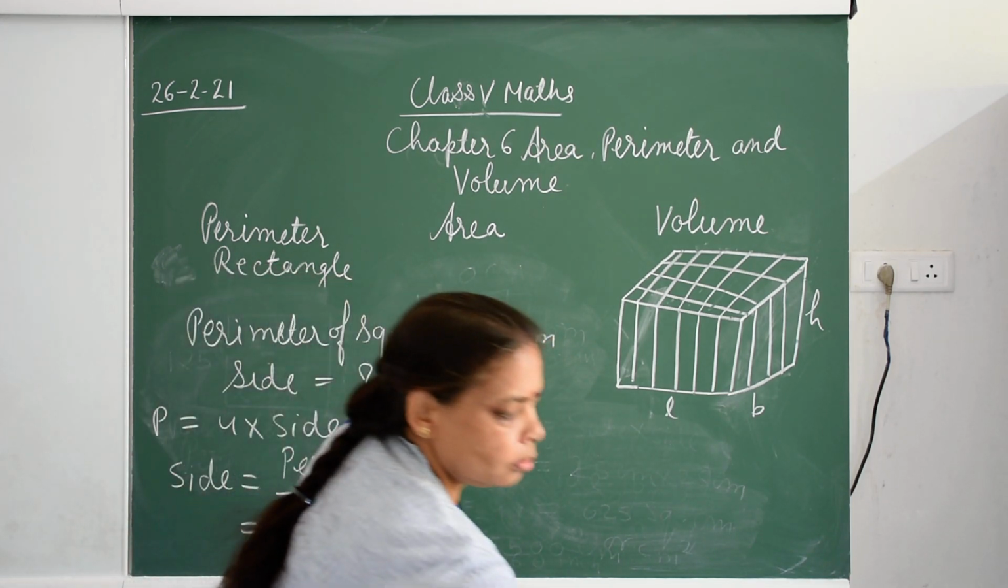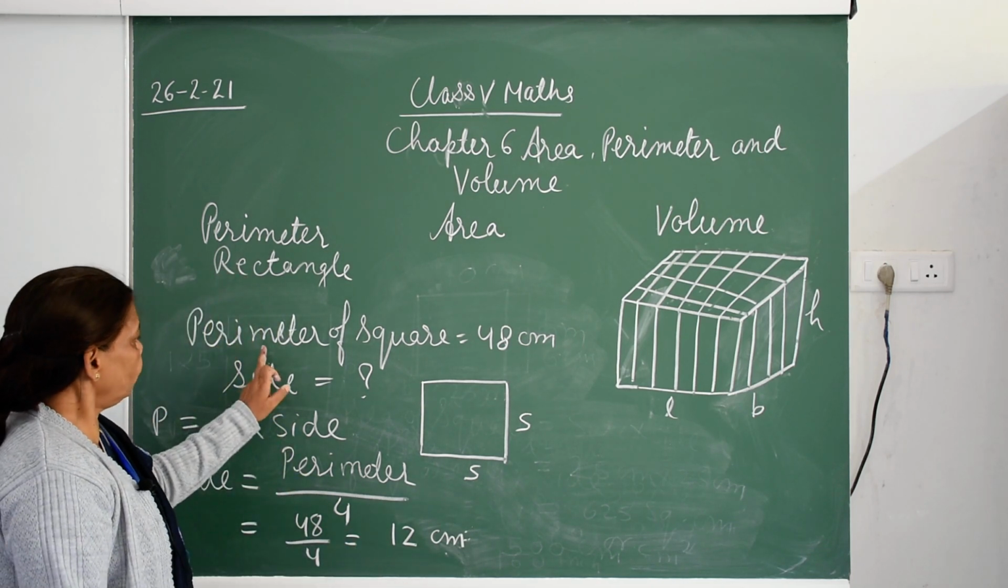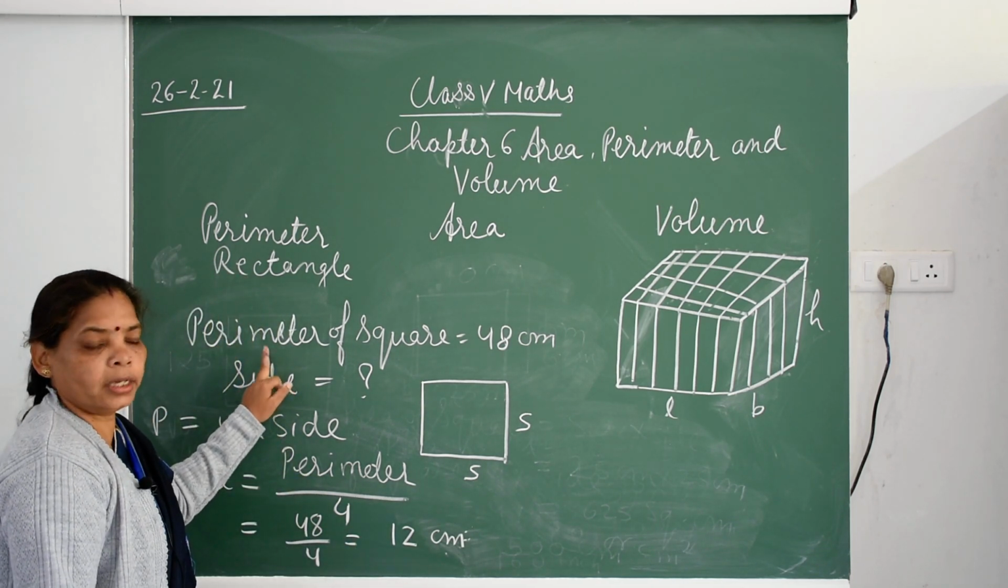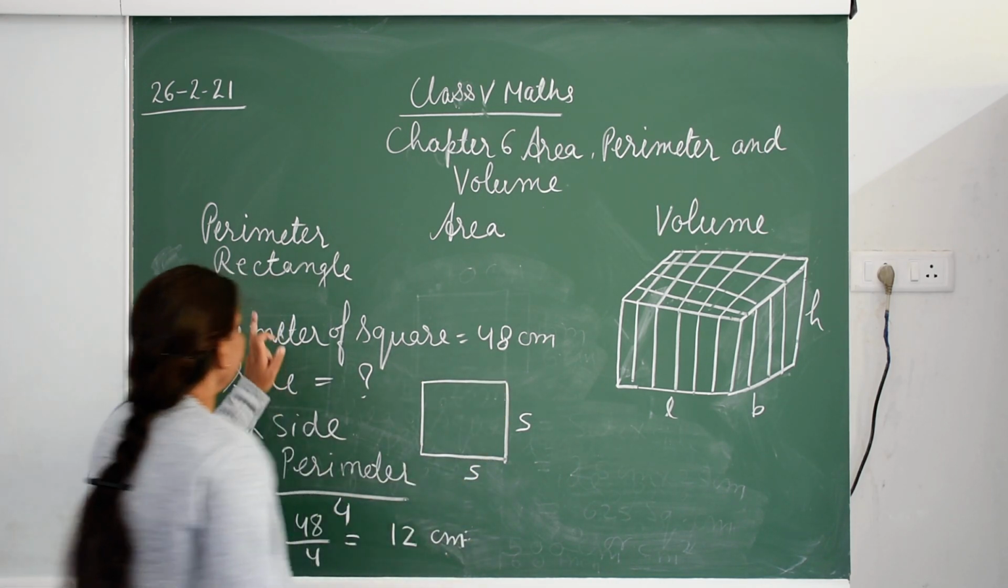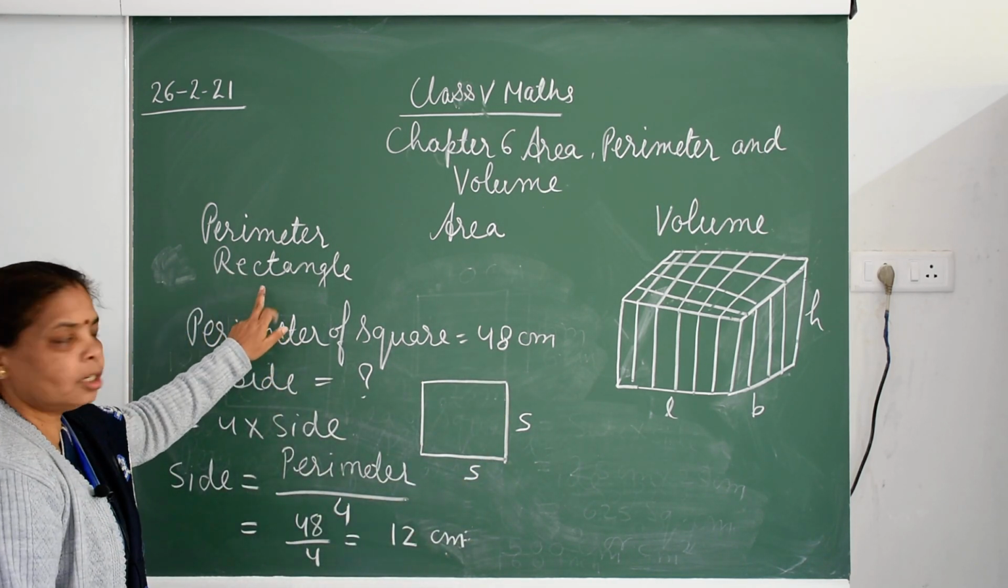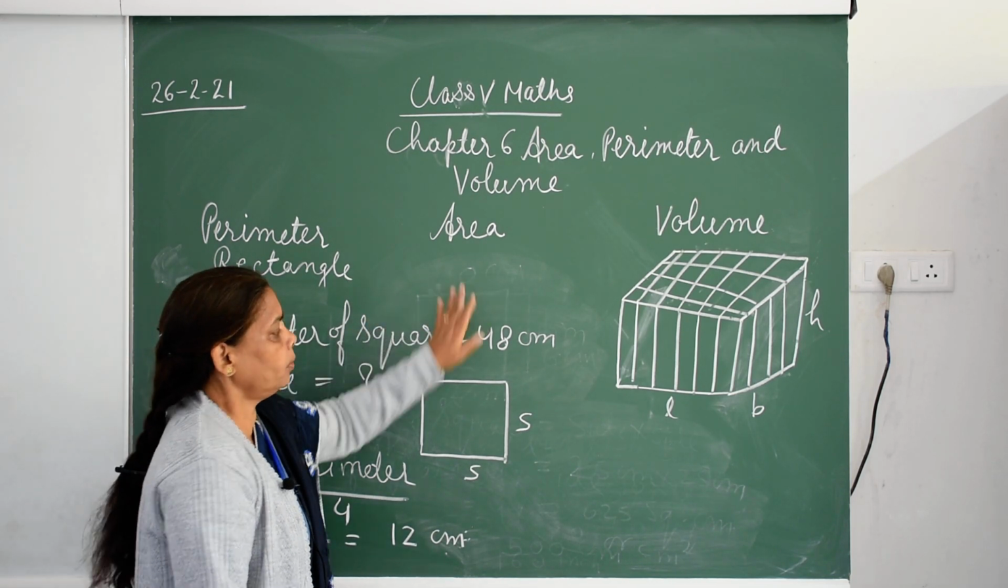Understand? Now children, you know how to find the perimeter of square, rectangle and area of square and rectangle. And the unit of perimeter is centimeter, meter, and area is square centimeter, square meter.